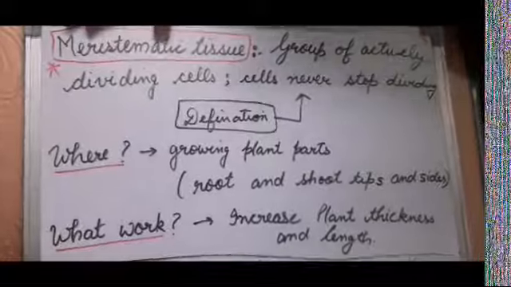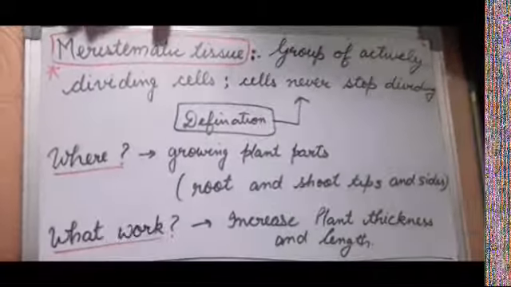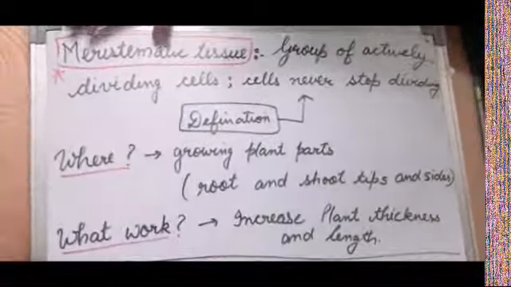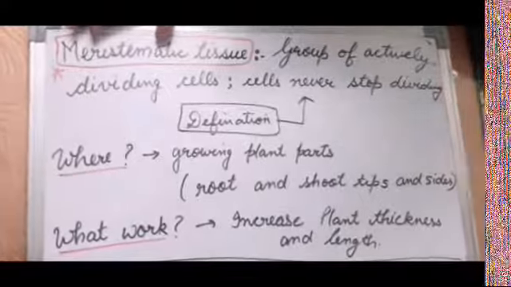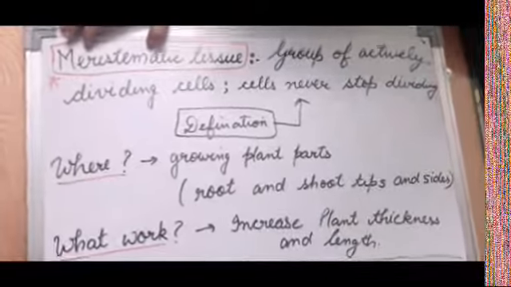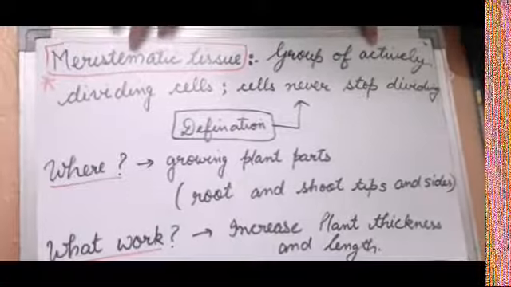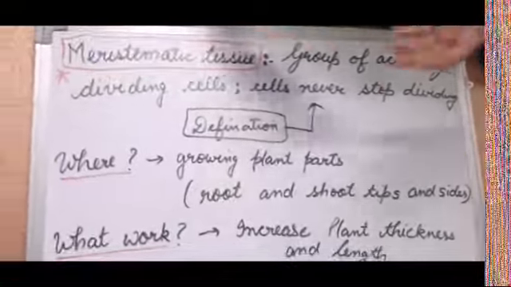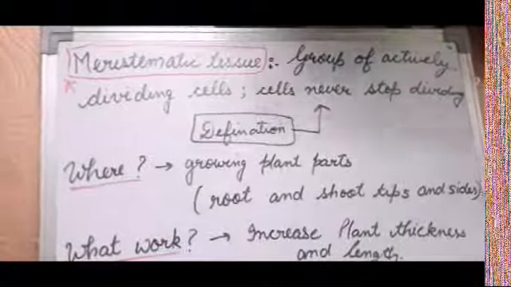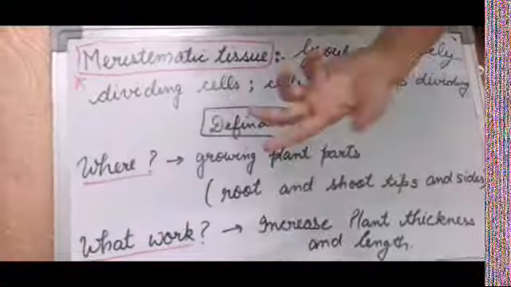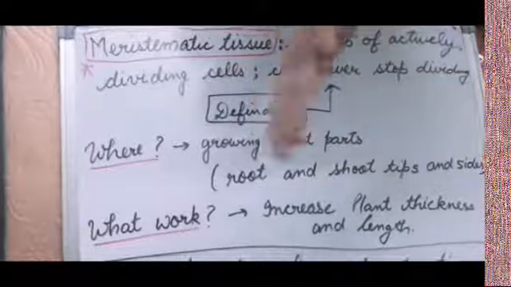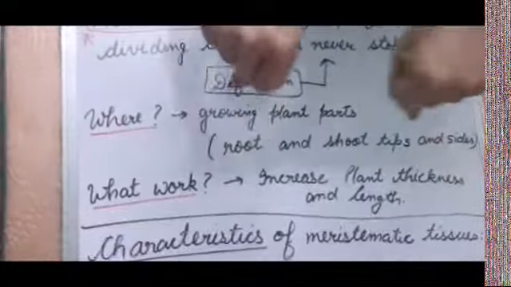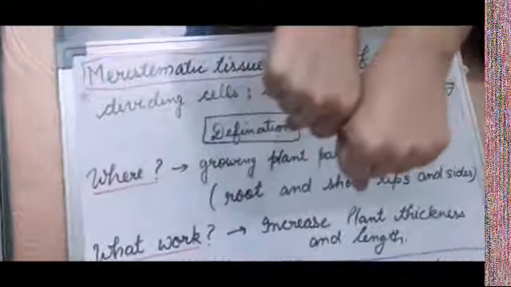Whenever the question comes, what is meristematic tissue? Whenever the word meristematic comes, you must have this in mind, that the cells of meristematic tissue are actively dividing. Actively dividing means they keep on dividing, they never stop dividing. Dividing means 1 to 2, 2 to 4, 4 to 16, the cells keep on dividing.